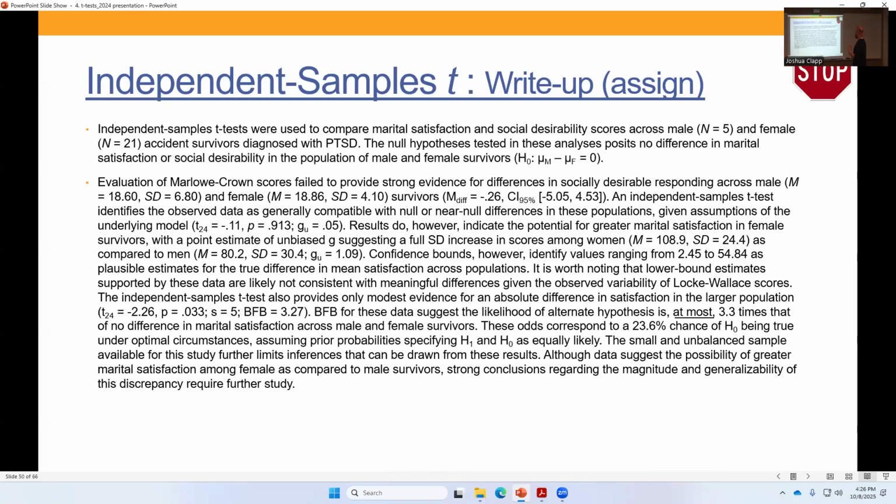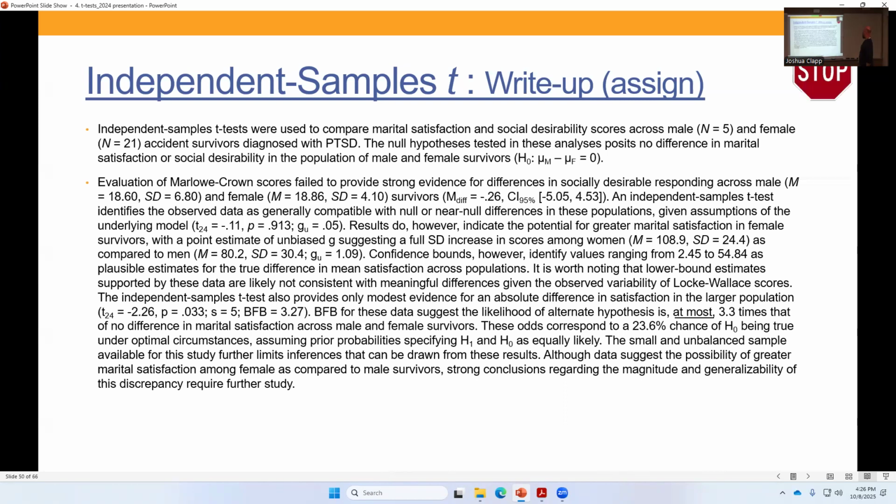We're saying an independent sample t-test was used to compare marital satisfaction and social desirability scores across male and female accident survivors diagnosed with PTSD. Null hypothesis testing in this analysis posits no difference in marital satisfaction or social desirability in the population of male and female survivors. Notice that when I'm up here, I'm talking a lot about the population, because this is all population-level stuff. It's not about the data, not about the sample. This is saying, out there in the universe, these groups differ or don't differ, things along these lines, okay?